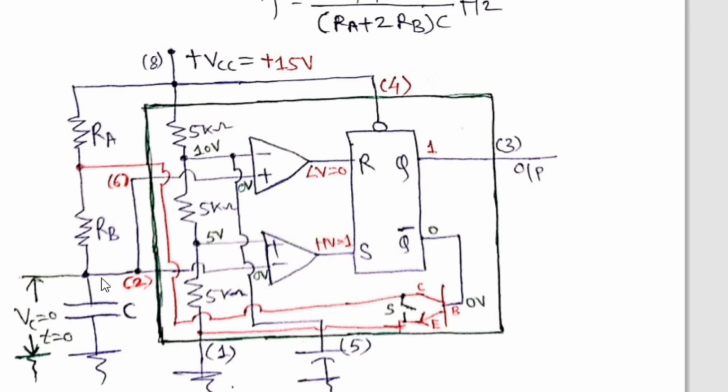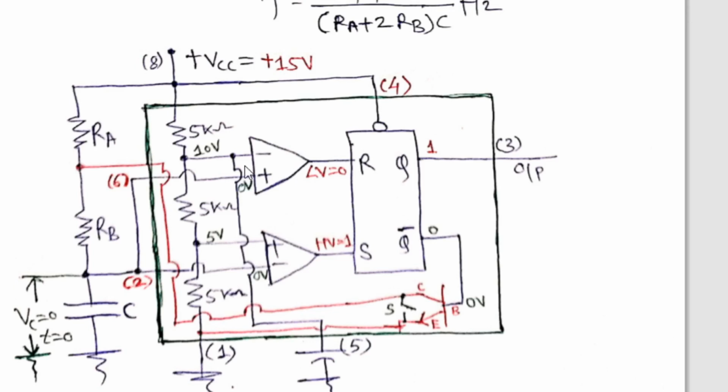So in the beginning, let us see the inputs of the comparator. This is going to remain 10 volt, two thirds of Vcc. This is going to remain 5 volt, 1/3 of Vcc. Here it is 0 volt because the capacitor is initially discharged. And whatever voltage is at pin number 6, the same voltage will be at pin number 2, because both pins are short circuited and connected to the capacitor. So this voltage is again 0 volt.